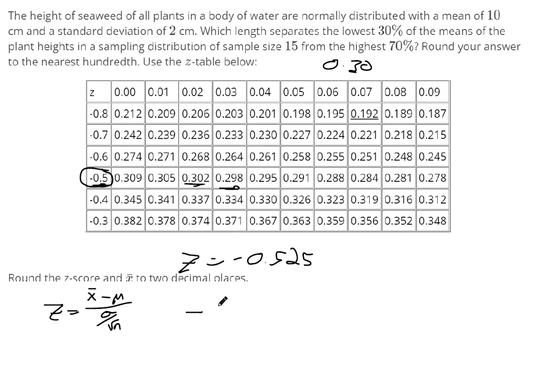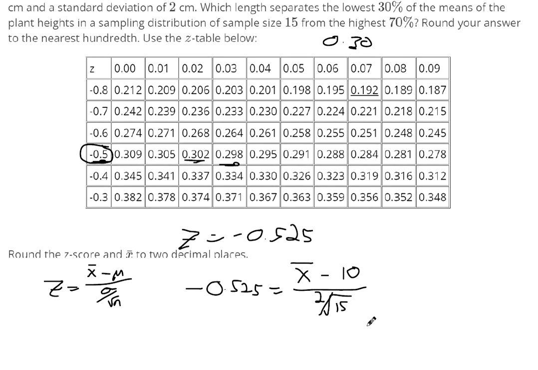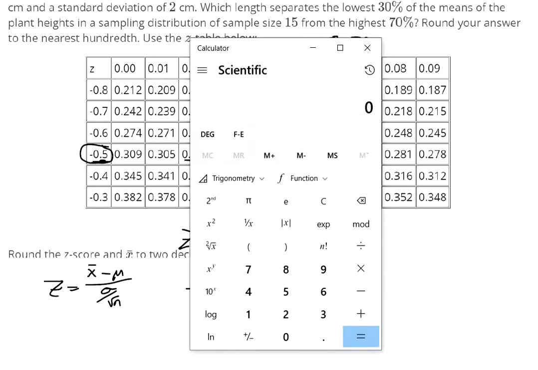Okay, so we plug in negative 0.525 for z. The sample mean is something we're trying to find. We're trying to find the sample mean that corresponds to that 30% cutoff. The population mean, they say, is 10. And the standard deviation is 2, and I'm going to divide that by the square root of 15 because that is our standard deviation. Okay, so let's simplify.